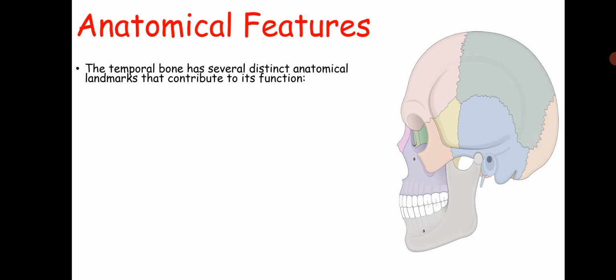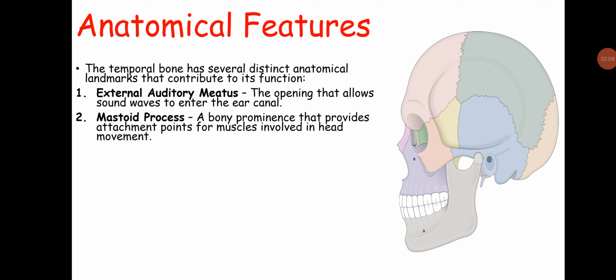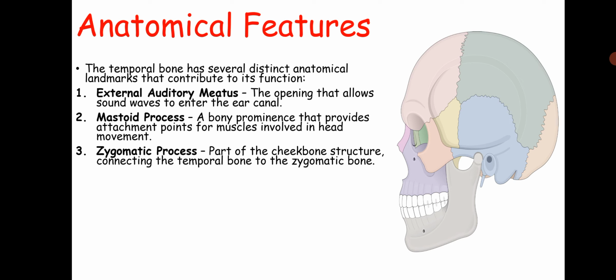Now let's talk about anatomical features of temporal bone. The temporal bone has several distinct anatomical landmarks that contribute to its functions. The first is the external auditory meatus, that is the opening that allows sound waves to enter the ear canal. Next feature it has is the mastoid process, that is a bony prominence that provides an attachment point for muscles involved in head movements.